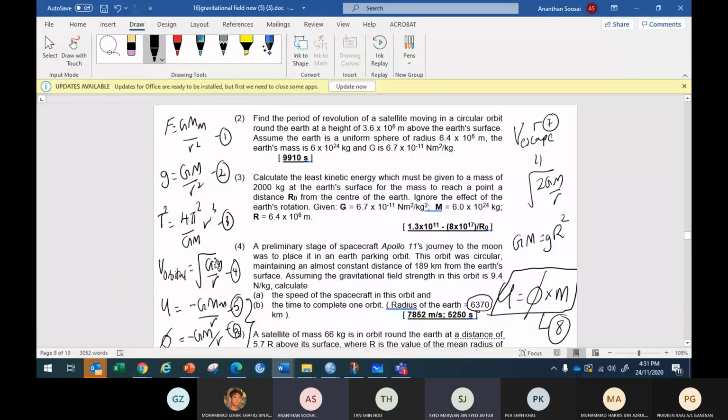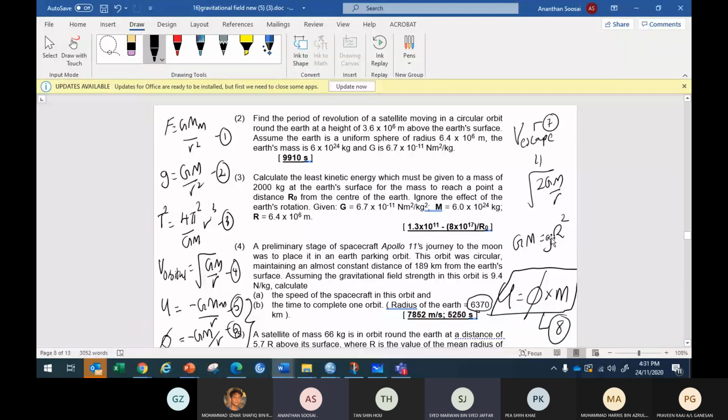Orbital speed. Is it all the information given to you? No. What is not given? Small r, or mass. Mass of the planet is not given. Okay, so how do you substitute if mass is not given? Which formula to be used? The GM we substitute with g r squared.